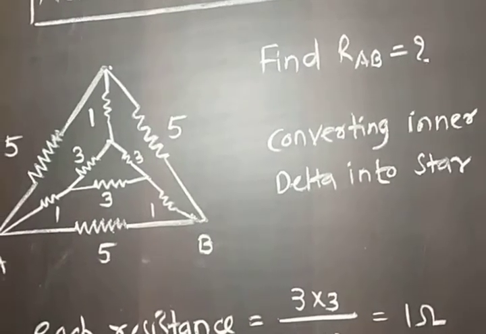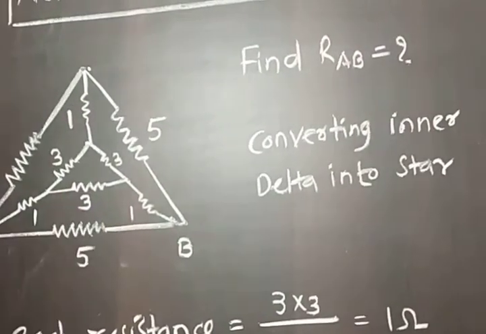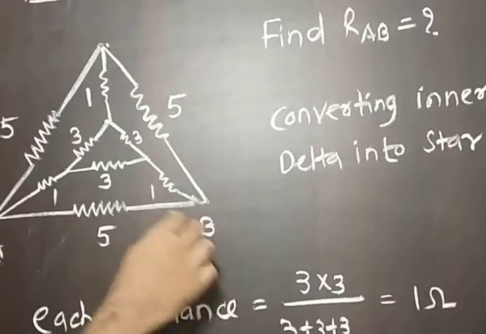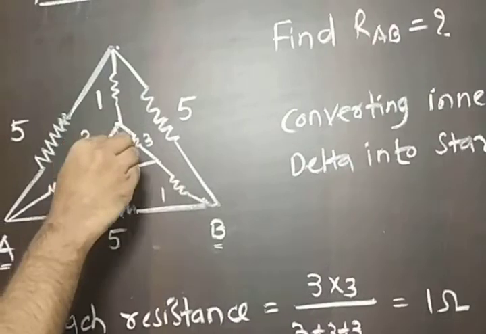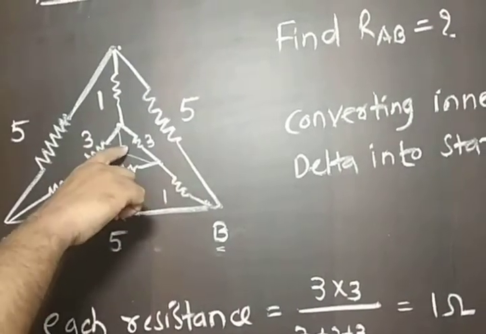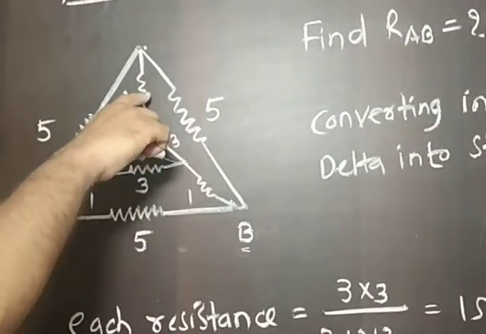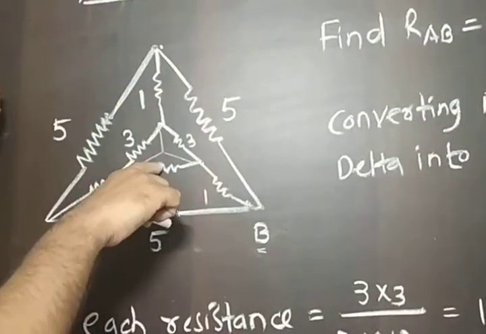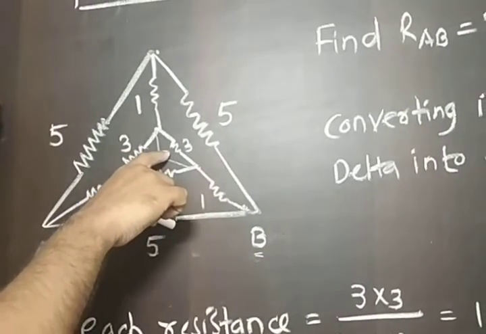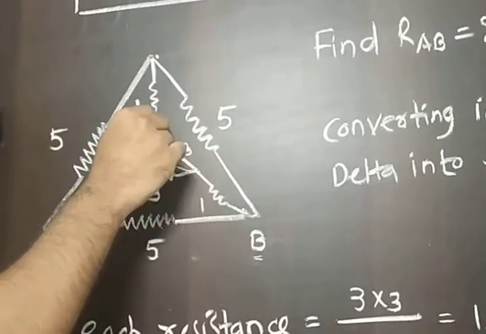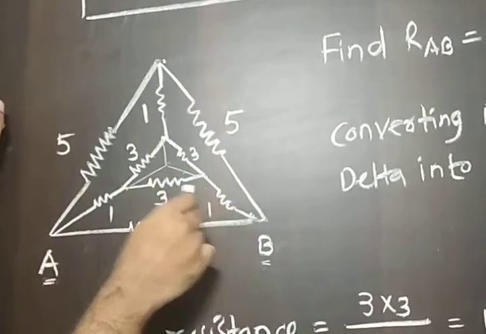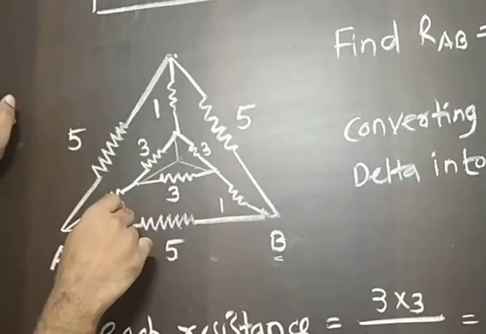If you observe here, there is one inner delta formed. So to find out the resistance between terminal A and B, we have to convert this inner delta into its equivalent star connection. After that, these star branches become in series with this existing star which is connected to this inner delta. So when you convert this inner delta into star connection, this resistance becomes in series with this 1 ohm, this resistance becomes in series with this 1 ohm, and this resistance becomes in series with this 1 ohm.